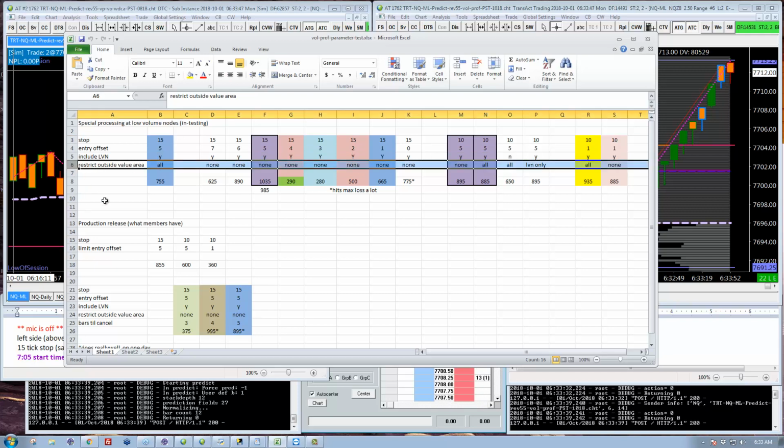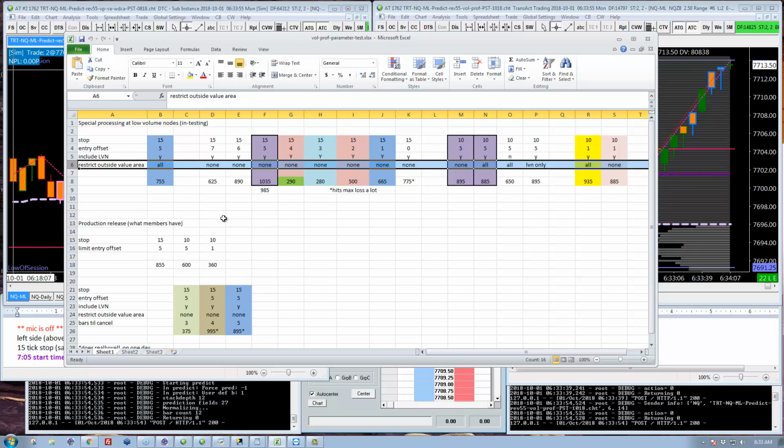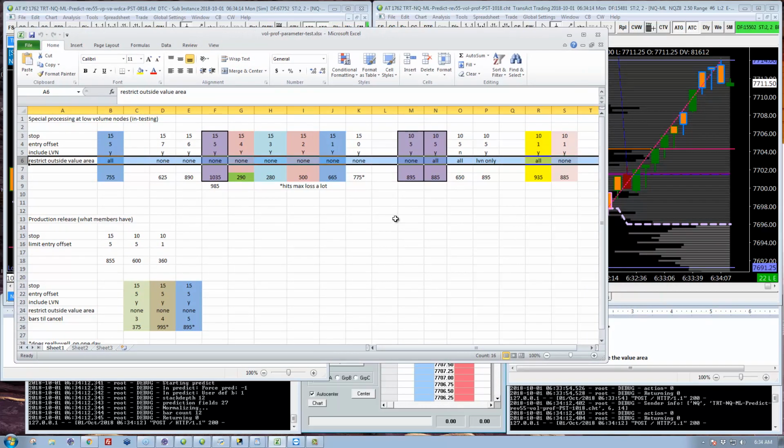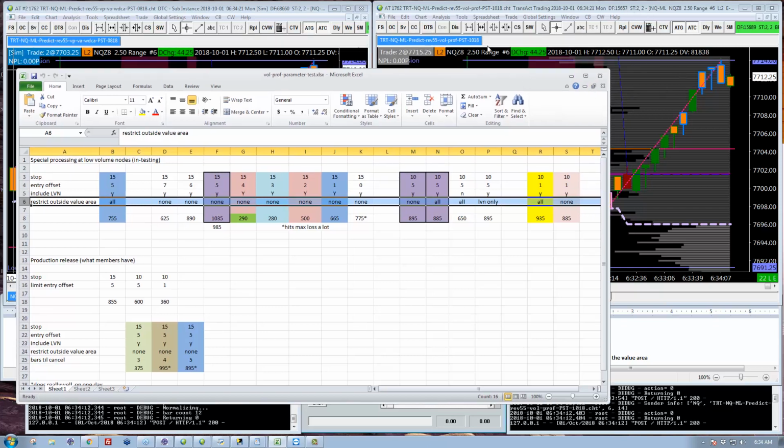Then here is if I restrict the direction when I'm outside the value area. That means if I'm above the value area high, only go long. If I'm below the value area low, only go short. So I can turn that off or on completely, or I can turn it off or on for just low volume nodes, or for the normal processing. This applies to the new chart here, the 1015 chart that I'm burning in this week.